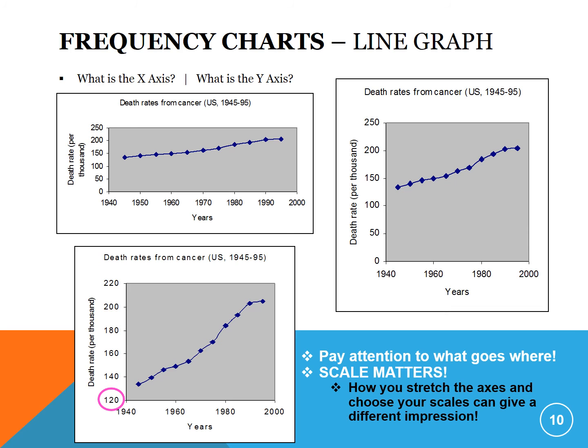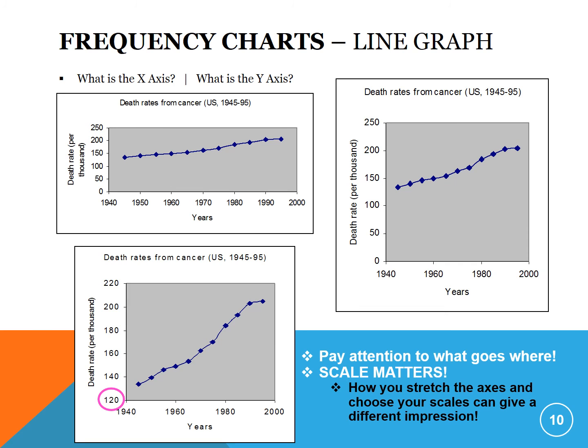We can see that the x-axis is years, so it's measuring from 1940 to 2000. And we can see the y-axis, it's a little different on each of them, but it can go anywhere from 0 to 250, and it's measuring death rate from cancer. So pay attention to what goes where. That's one. We can see what goes on the X and what goes on the Y.